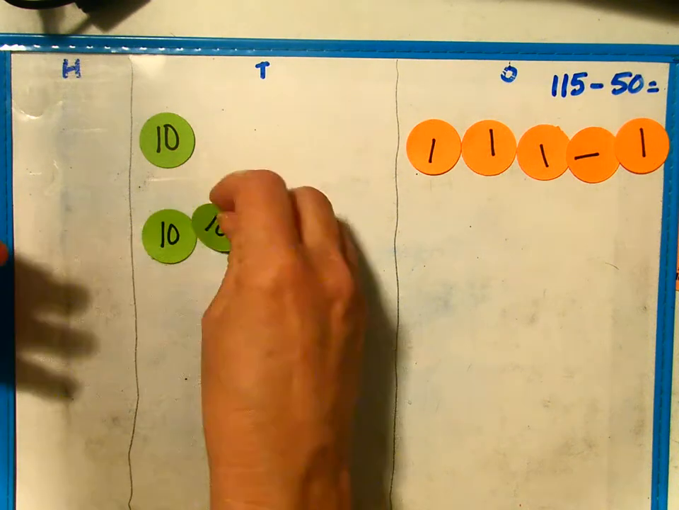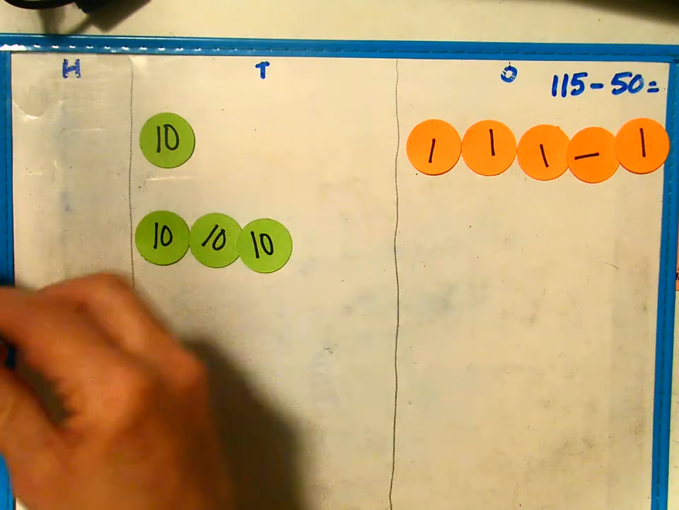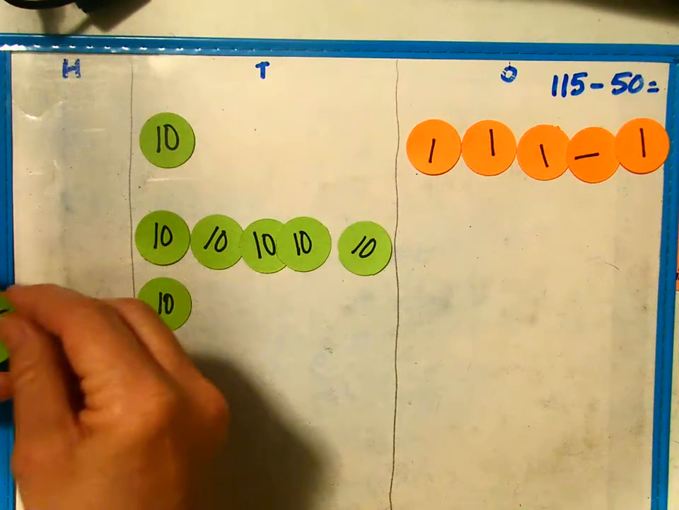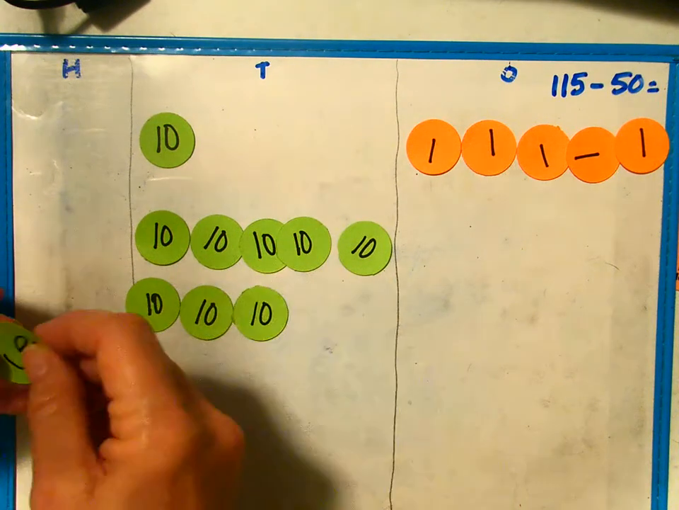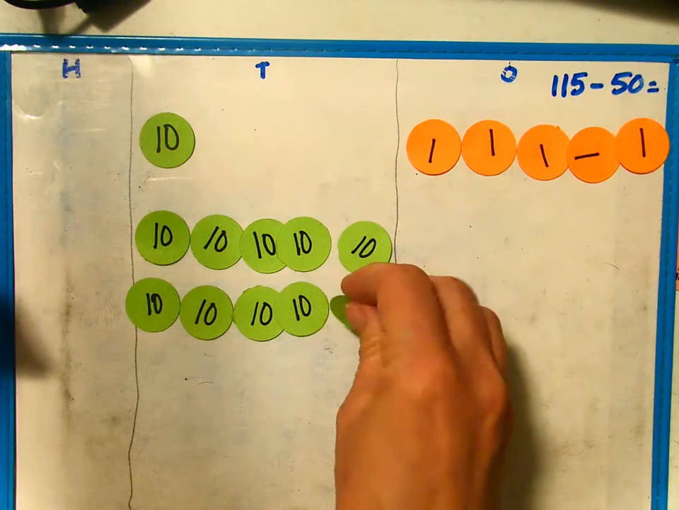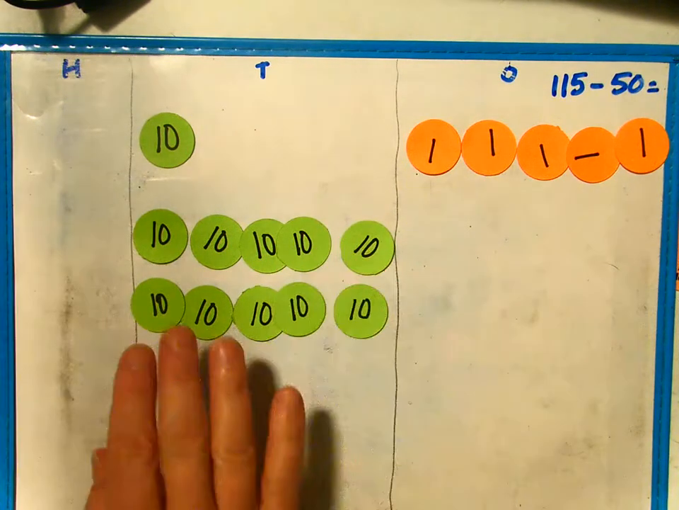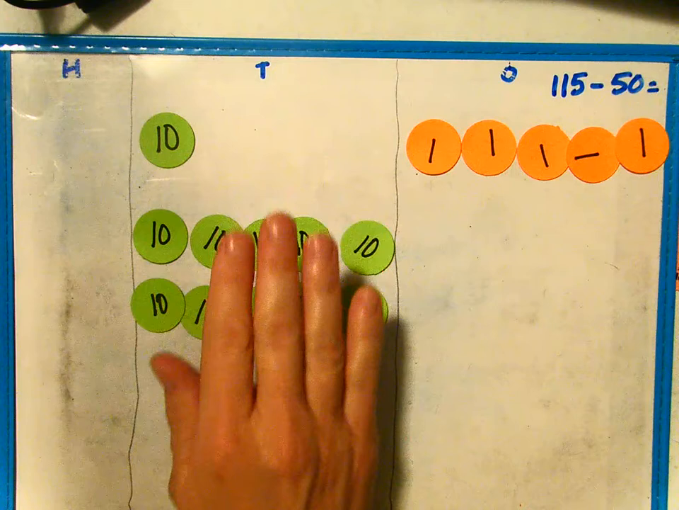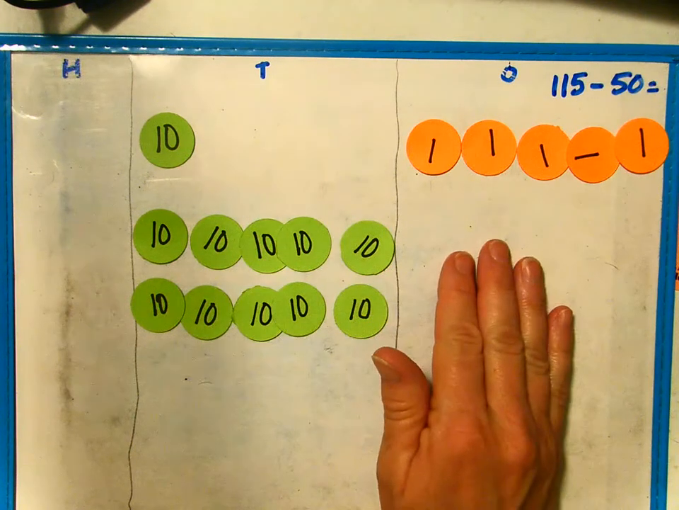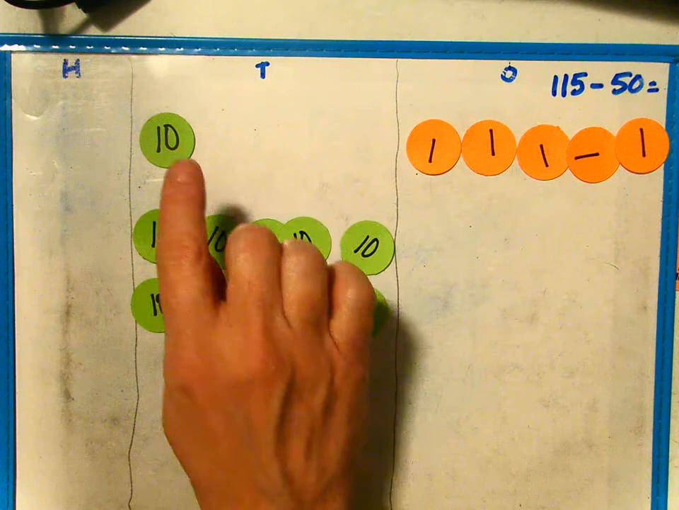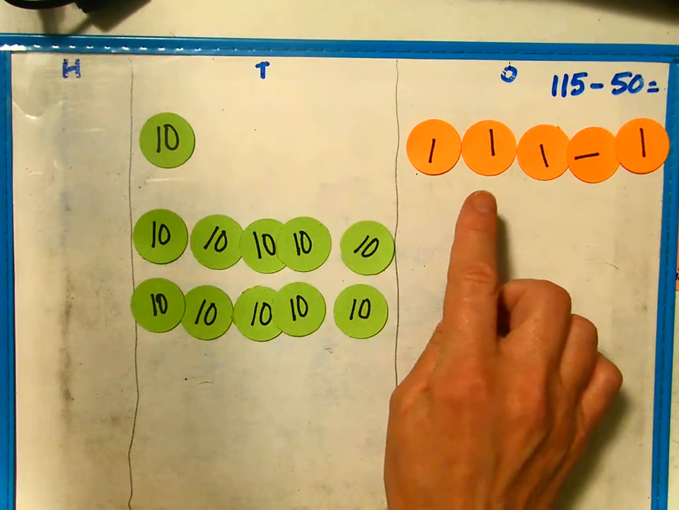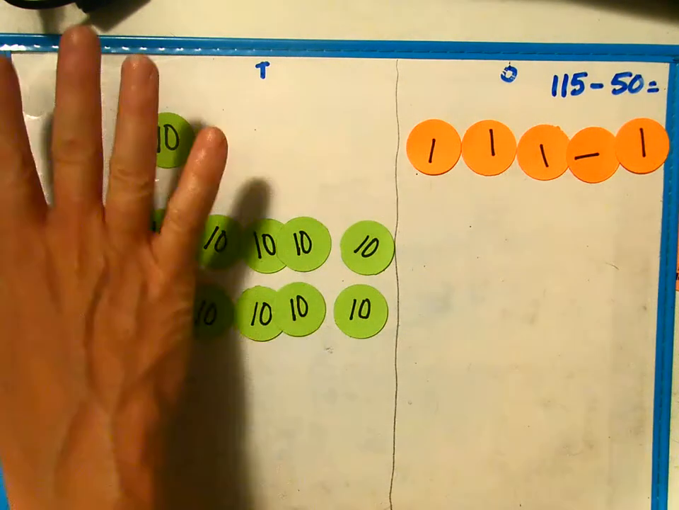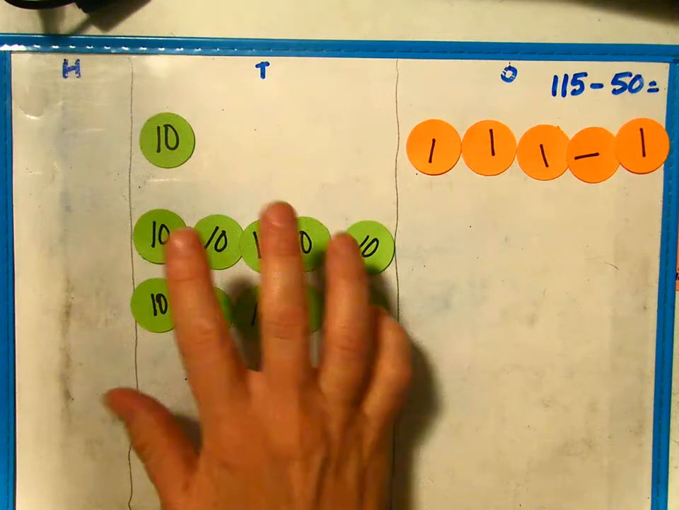10, 20, 30, 40, 50, 60, 70, 80, 90, 100. So now I still have 115. I have 11 tens and 5 ones. That's 100, 110, 111, 112, 113, 114, 115. I still have the same amount. I've just changed it so that I can work with it better.